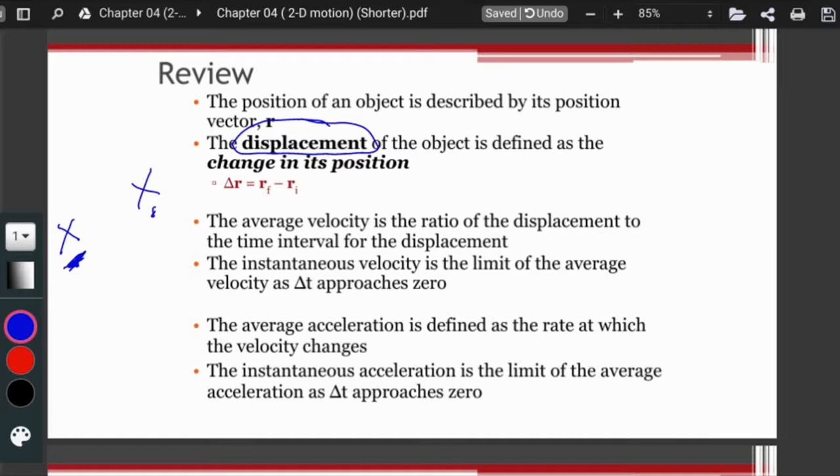So average velocity is how fast an object has displaced itself. It's the displacement divided by the time. The average acceleration is going to be referring to how fast the velocity itself changed, how fast we got faster. So that's a little review, and we are going to use these terms as we continue to move on.